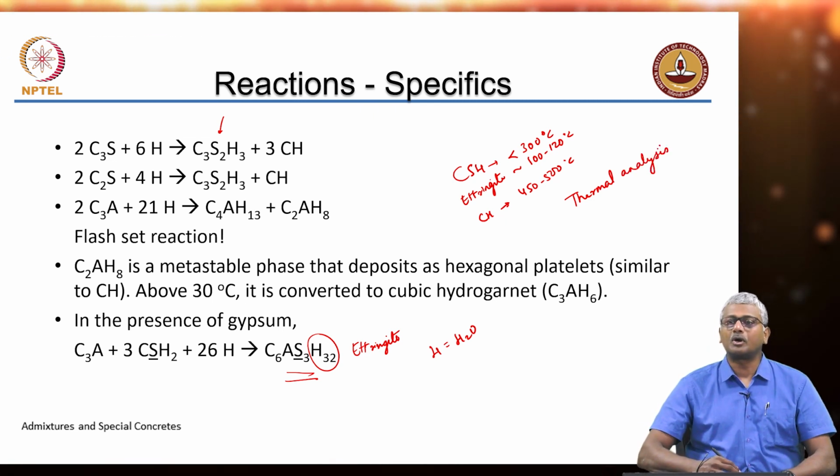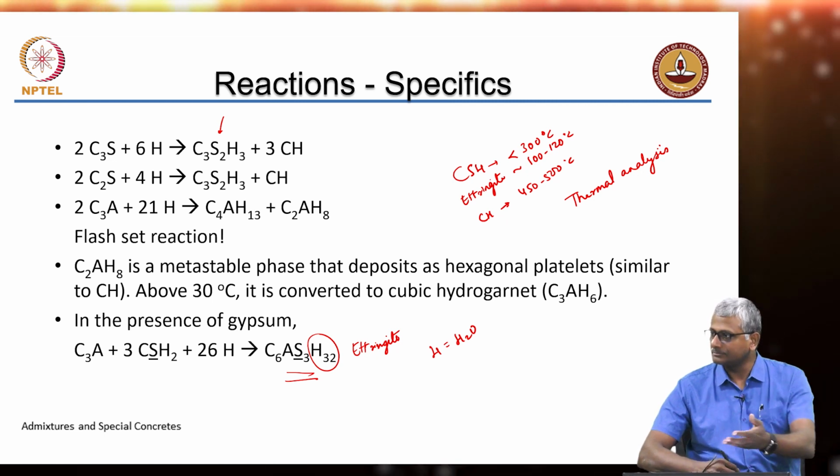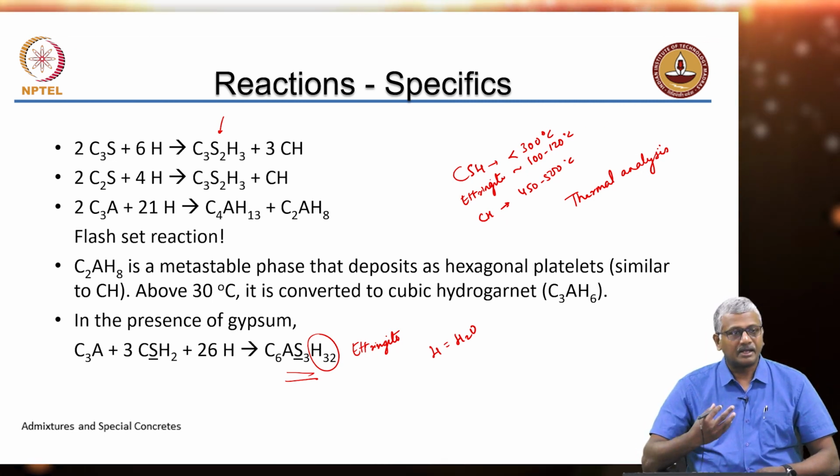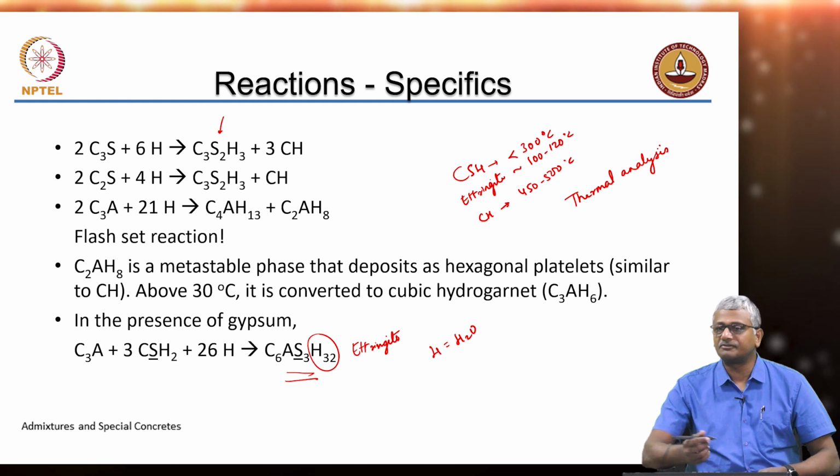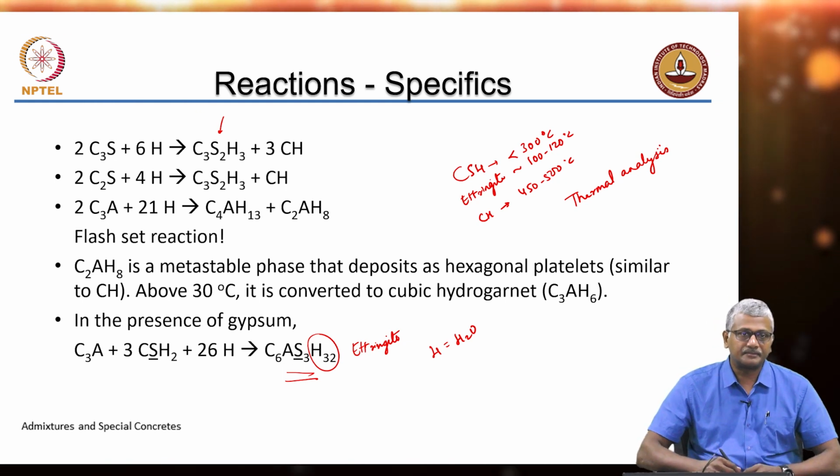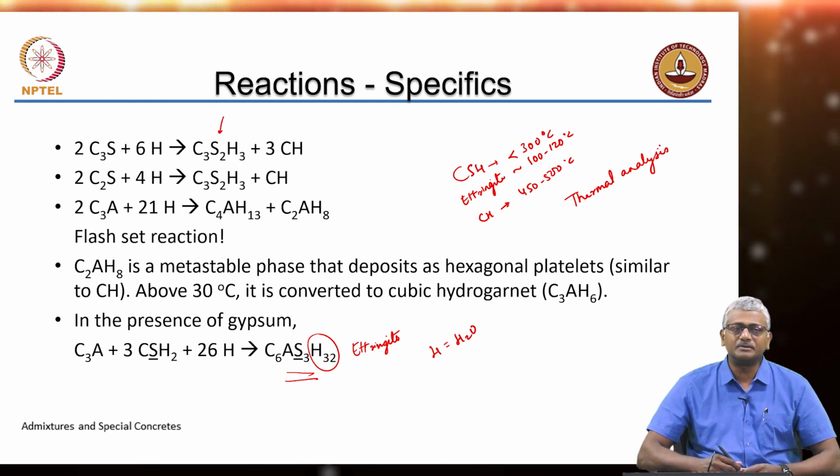So, what happens to concrete in the case of fire? This is what will happen. As the temperature increases, the different phases will dehydrate. But why does spalling happen in fire?